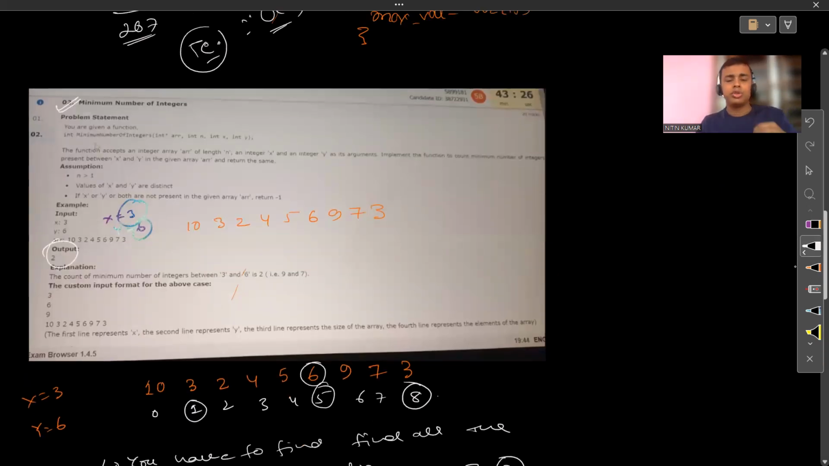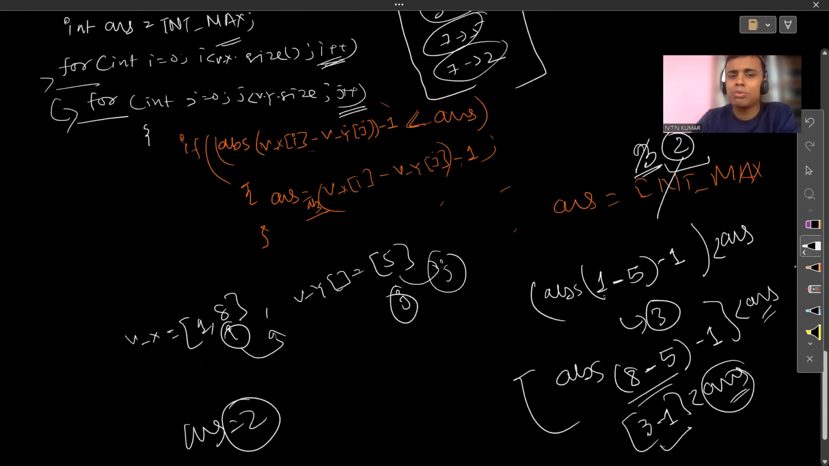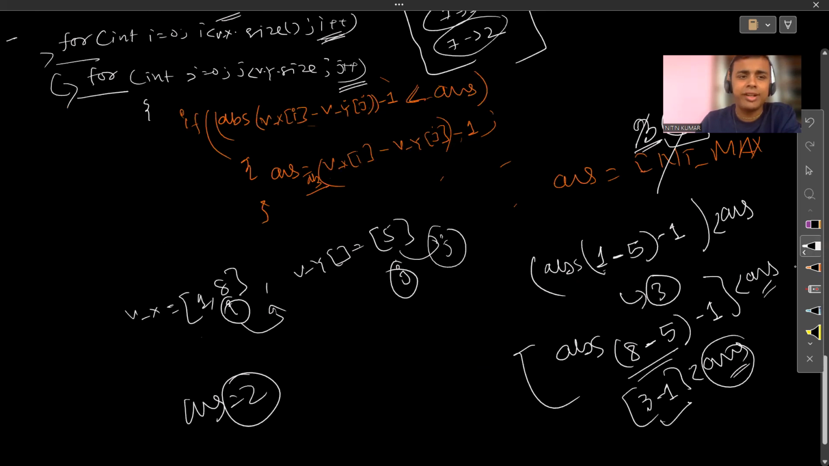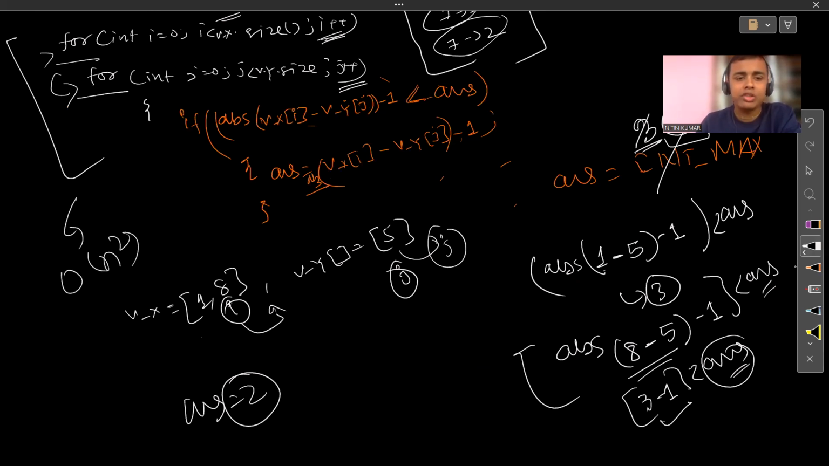Understood this? So this is the brute force approach. Now, if I have to analyze the time complexity, you can see I have run a nested loop here. So in the worst case, it will go to n square complexity.